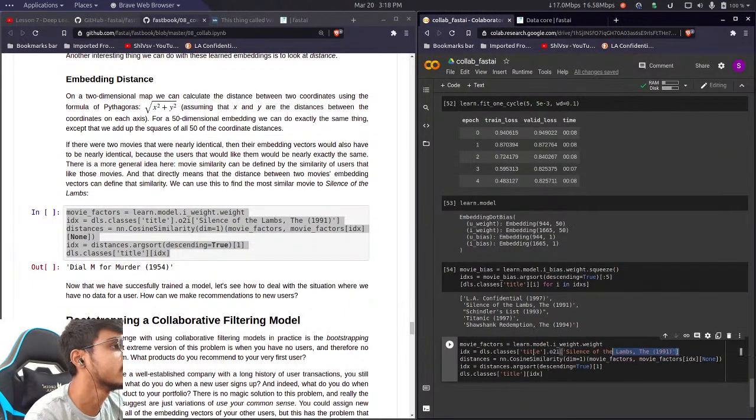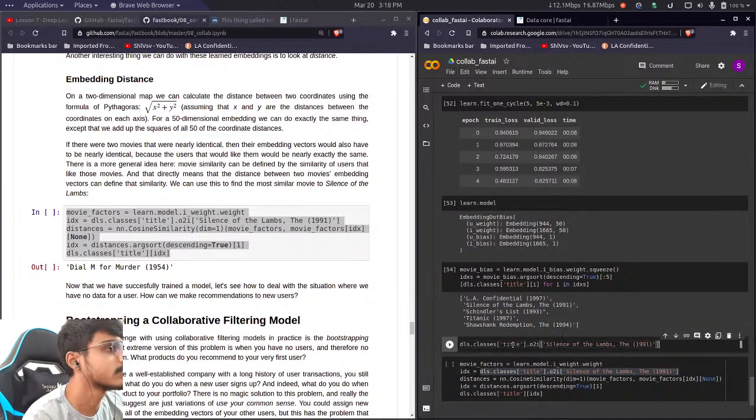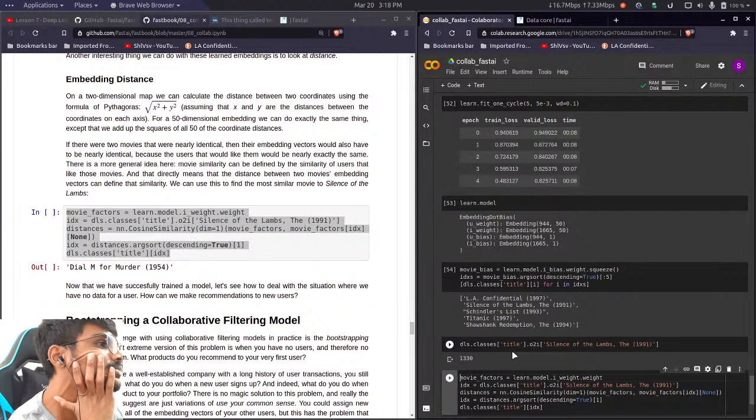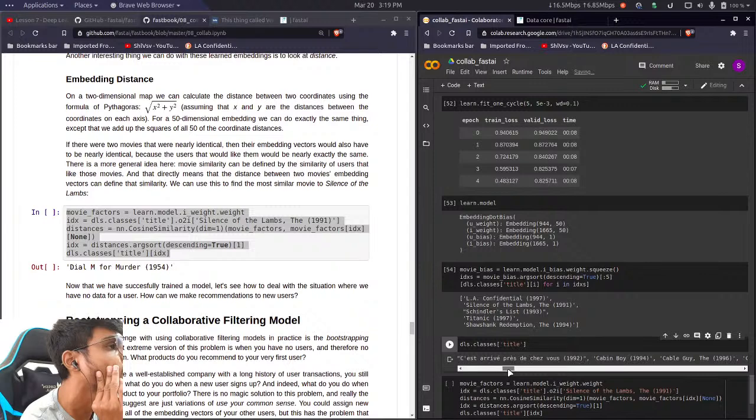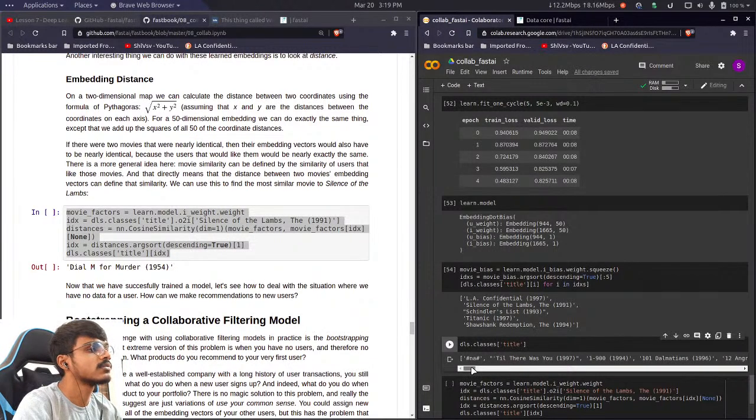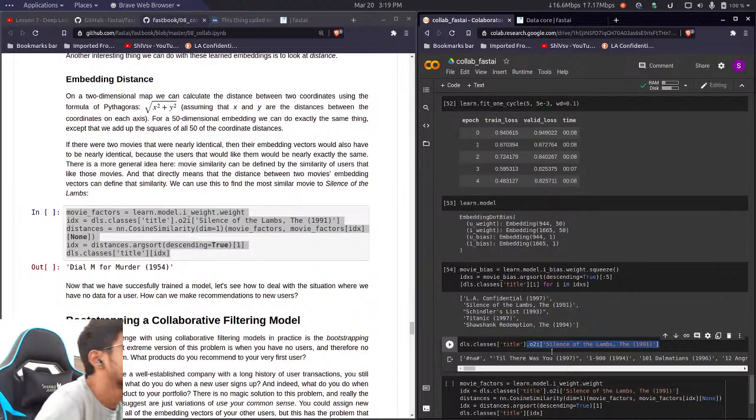Let me try to run it. Classes contains a list of all the titles. The classes titles, we are selecting the classes titles. Now O2I. Does it do O2I? Select this one.